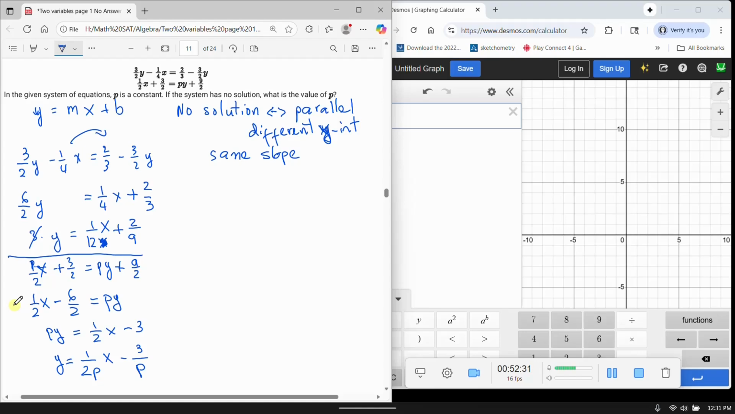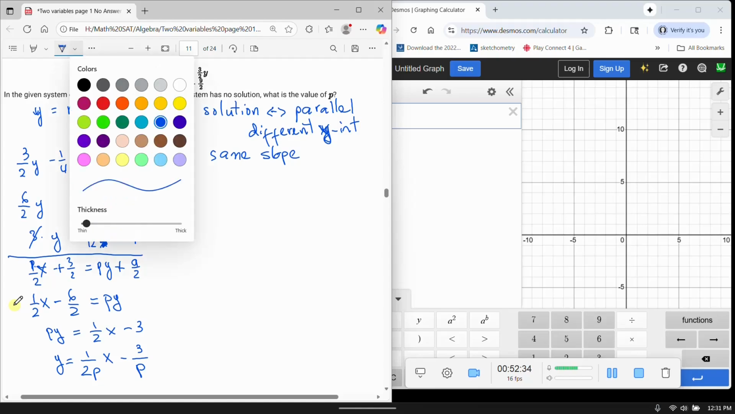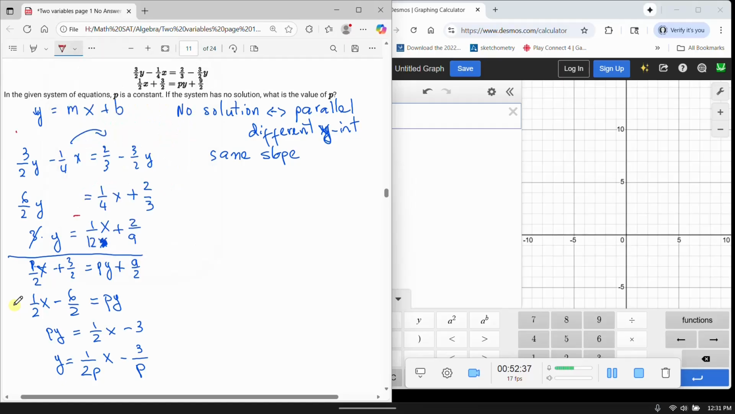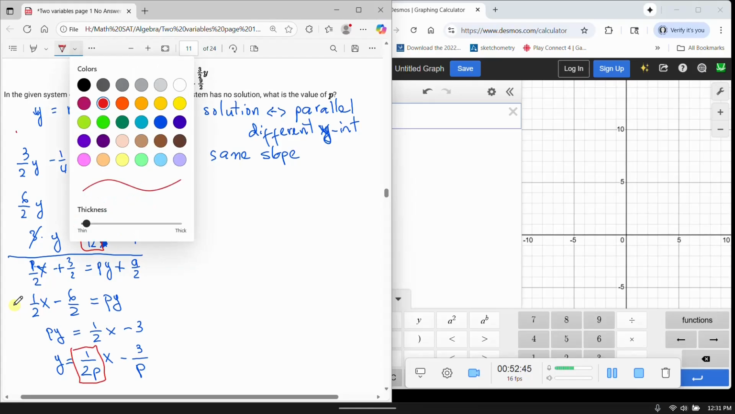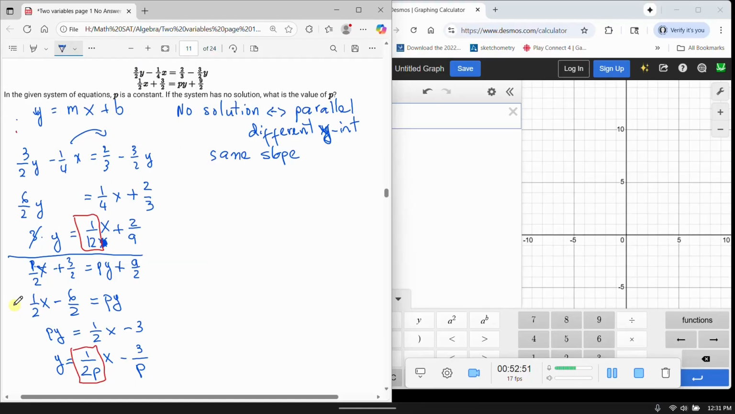Okay, so you see that now the slope for the first equation is 1 over 12, and the slope for the second equation is 1 over 2p. And because they have no solutions, that means they need to have the same slope. So we're going to have 1 over 12 equal to 1 over 2 times p. So the only p here is p equal to 6, because 2 times 6 is 12.